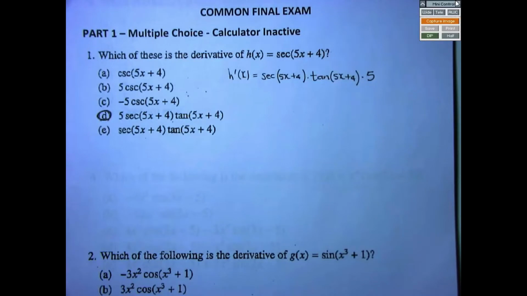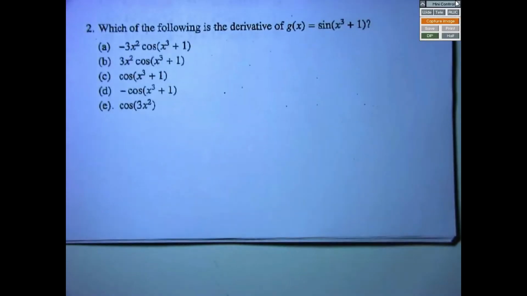All right, problem number 2. Which of the following is the derivative of g of x equals sine of x cubed plus 1? It's a very similar type of question. Again, this is a composite function. My outside function here is sine of something. The inside function is x cubed plus 1.